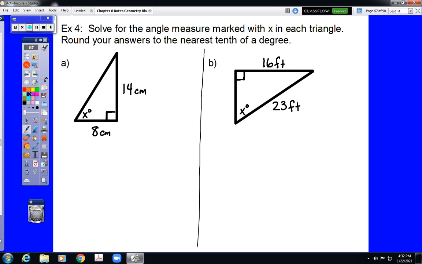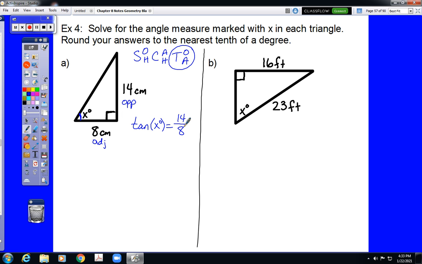So just like we did when we were finding missing side lengths, we're working with one of the two acute angles. It's the one marked with X. So based on that, we named the sides that they gave us. The 14 is across the triangle, which makes the 14 the opposite side. And the 8 is right next to it, but it's not the hypotenuse, which makes it the adjacent side. Well, just like we did before, we're going to write an equation. So we look at SOHCAHTOA, and we determine that since we have the opposite and the adjacent side, this is a tangent equation. And we write a tangent equation. The tangent of our unknown angle, x, equals opposite over adjacent.